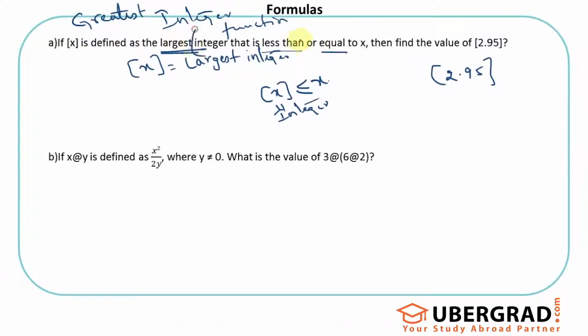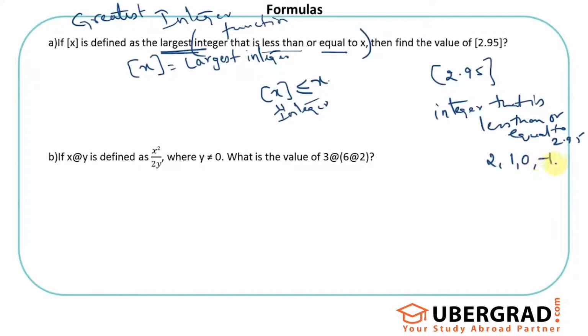So let's read it first like this. Integer that is less than or equal to 2.95. What are the integers that are less than or equal to 2.95? 2, 1, 0, minus 1, minus 2, and so on, right? All of these are integers that are less than or equal to 2.95, right? But it is asking me to pick the largest integer. So the largest of the lot is 2, so that's why this is 2, right?